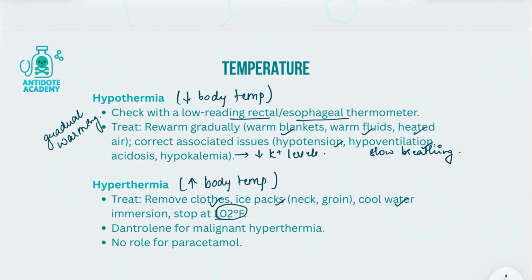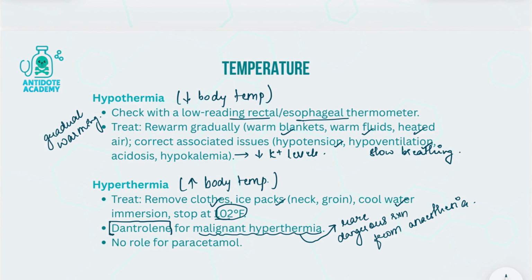For malignant hyperthermia, which is a rare, dangerous reaction that comes from anesthesia, what we use is dantrolene.